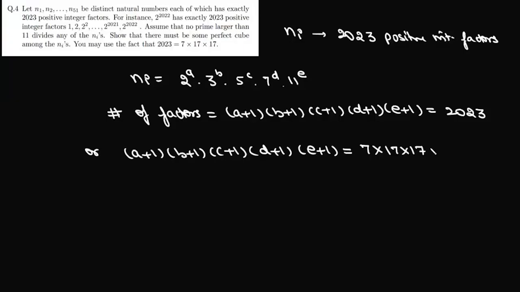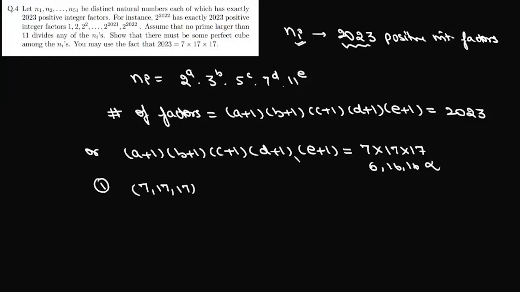Now we have taken 51 such numbers. So here what we are going to do is count how many numbers ni are possible so that they have 2023 positive integer factors and yet they are not a perfect cube. So one case is if we take these 7, 17 and 17 separately. In this case, one exponent will be 6 and then 16 and 16, which doesn't make a cube. So the first case is when we have 7, 17 and 17.